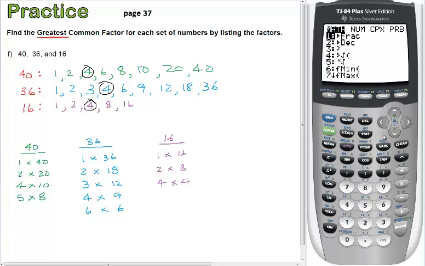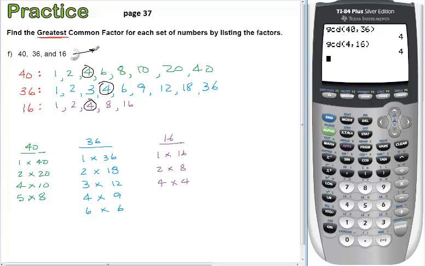So math, number, go across the number, and I think it's number 9 maybe, yeah, number 9. And again, you do 4, the one number we just got, plus the third number, which was 16, and that'll give you 4 as well. Most times you only need to do 2. So the greatest common factor between 40, 36, and 16 is 4. So the GCF here is equal to 4.